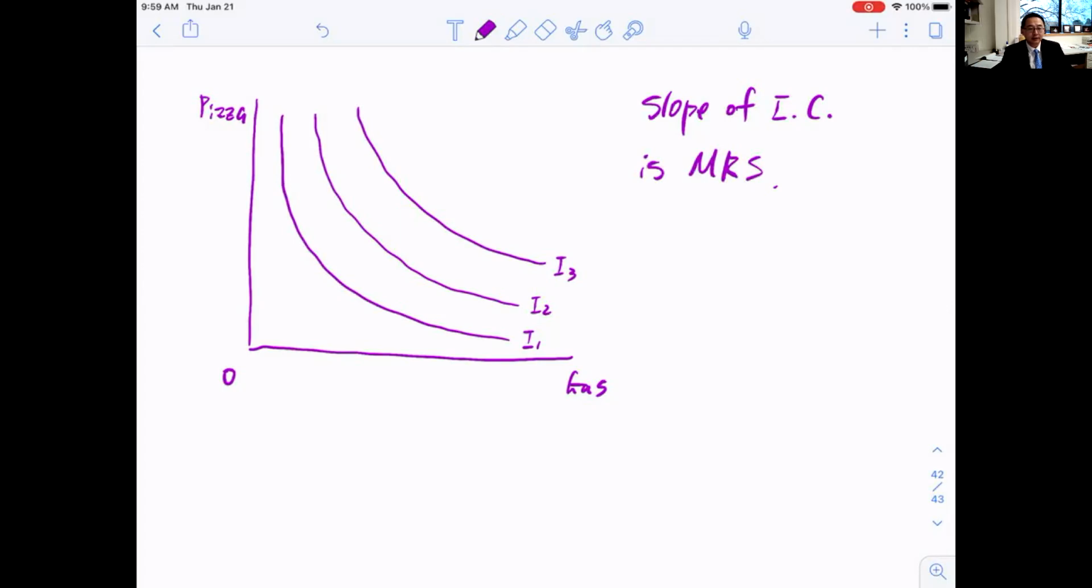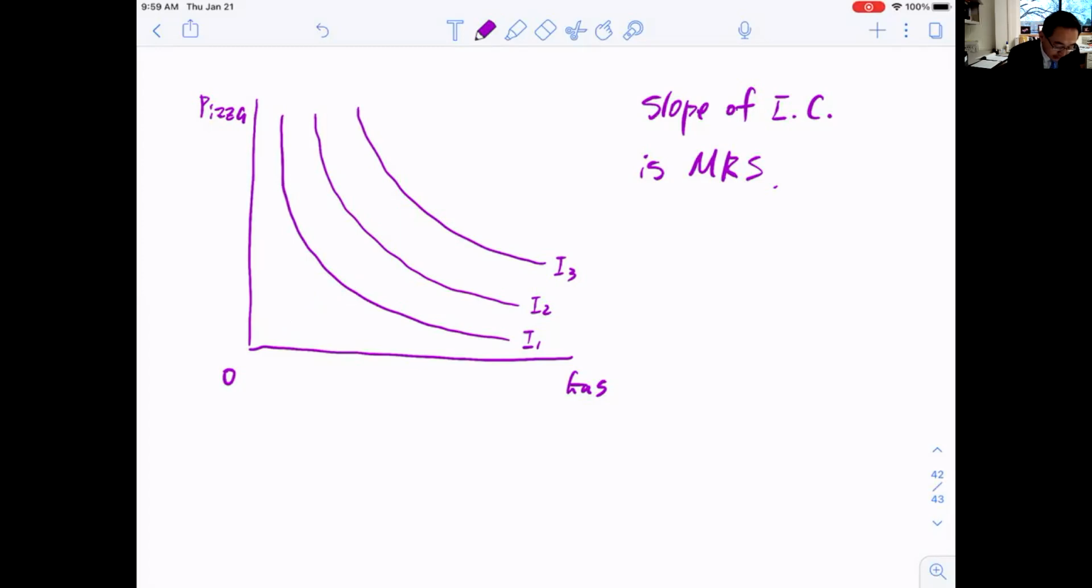So between these 3 different indifference curves, which one gives you the highest level of utility? Let's start there. I1, I2, I3. Okay, Tim said 3. So the more to the right you go, the higher your utility is, because you can see I3 is when you consume more pizza and more gas compared to I2 and then compared to I1, right? But let's stick with I1 for now.